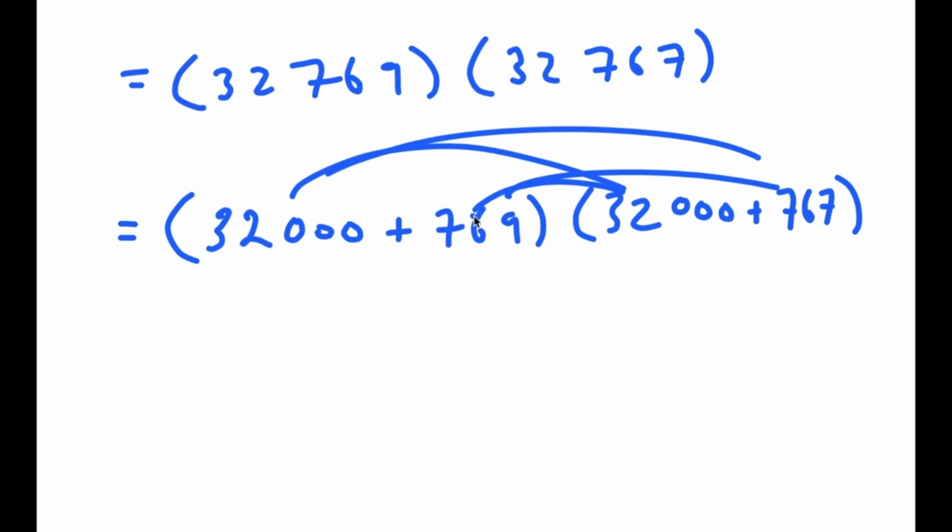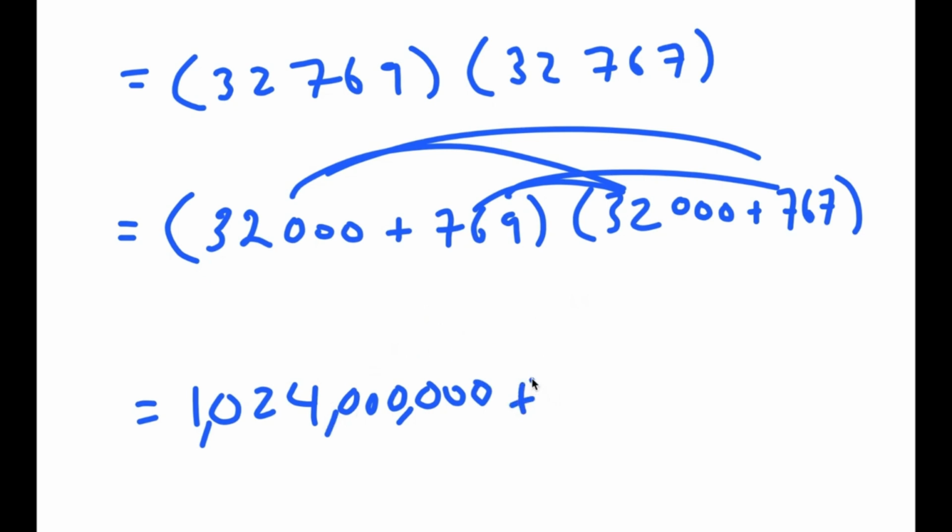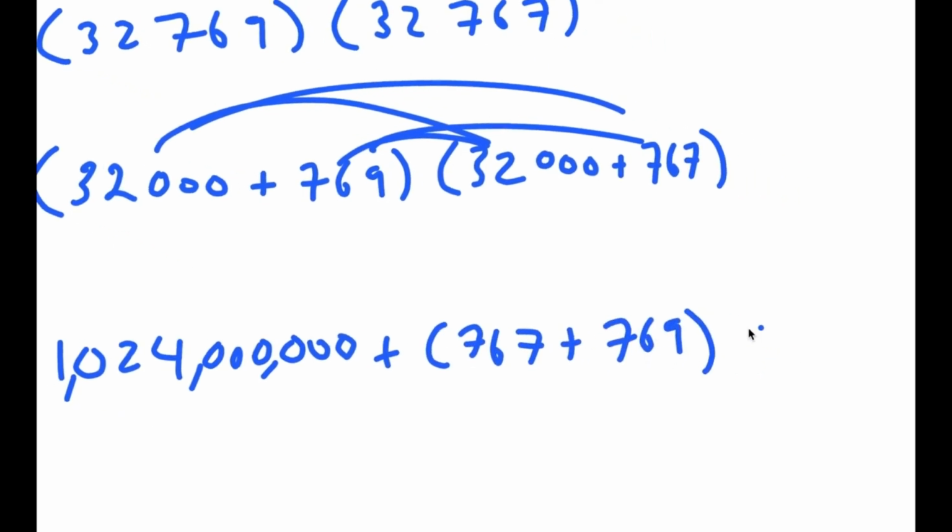times 32,000, which is equal to 1,024,000,000. And now I have this plus 32,000 times 767 plus 769.